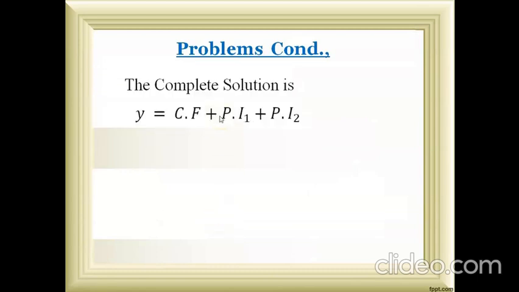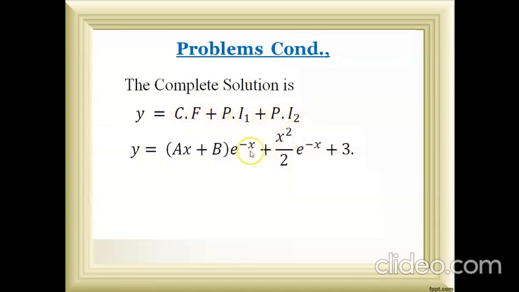The general solution of this particular problem consists of C.F. plus P.I.1 plus P.I.2. So I'm just adding all together. I will get the final answer: (Ax plus B) into e power minus x plus x square by 2 into e power minus x plus 3.